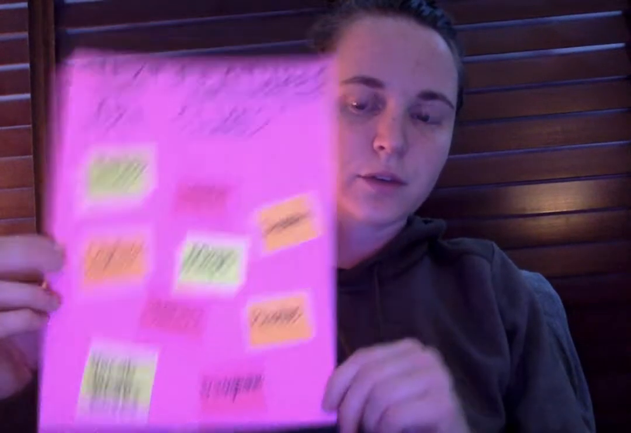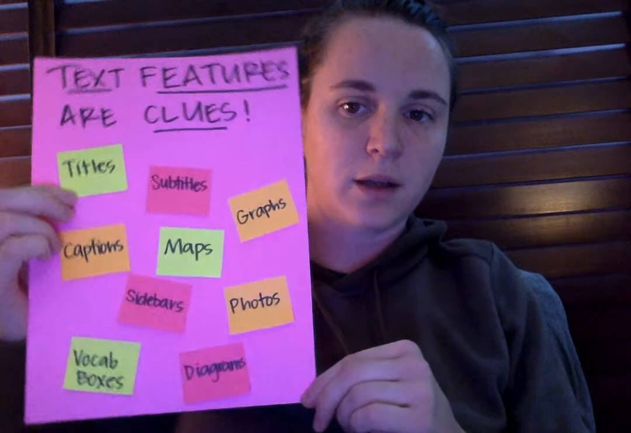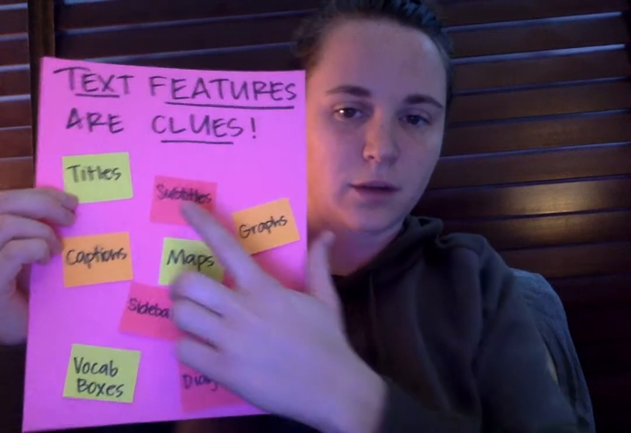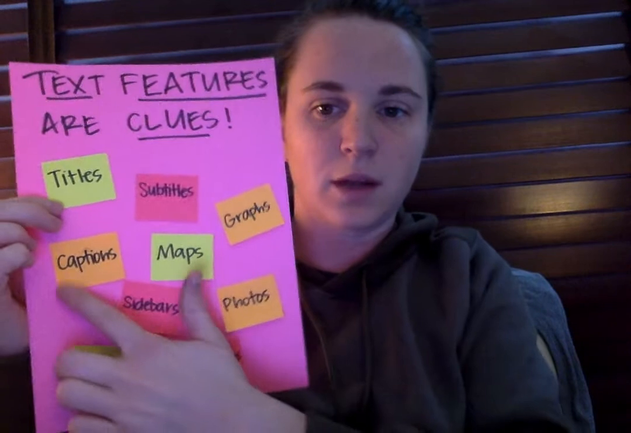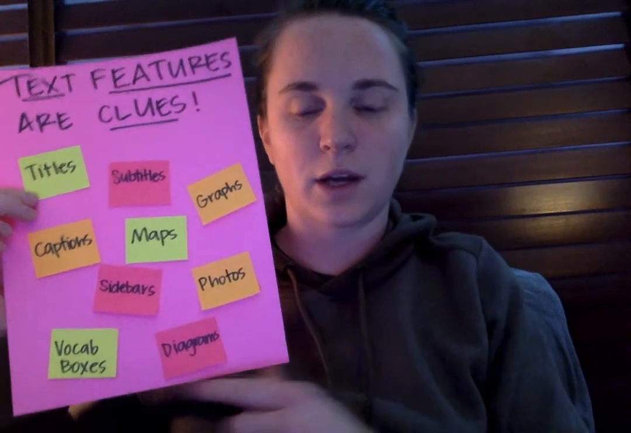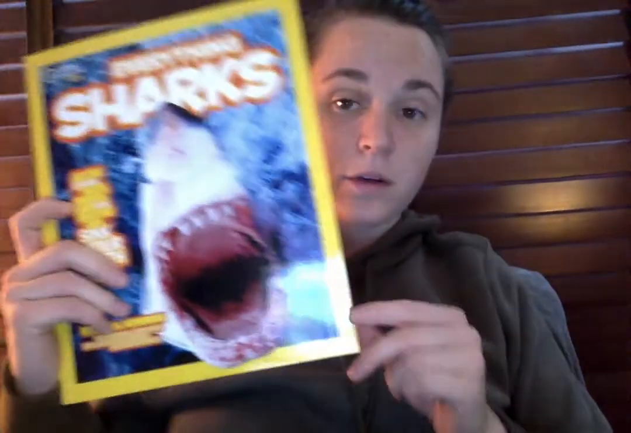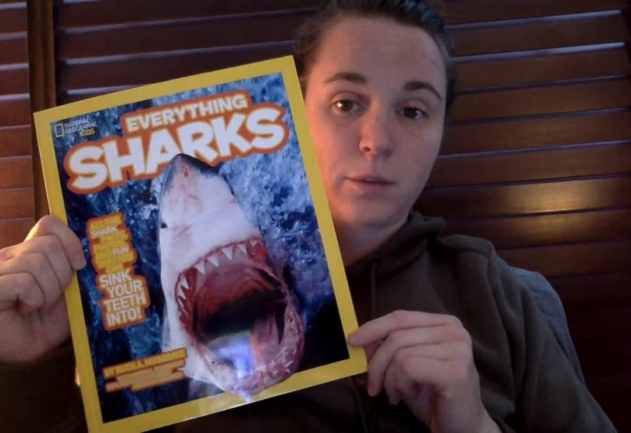If you're like, what is a text feature? Let me remind you. Text features are clues to the main idea, and some examples are titles, subtitles, graphs, maps, captions, sidebars, photos, diagrams, and vocab boxes. Now, sixth graders, they're all there for a reason, and they will help you along the way. Like I said, they are clues. So I wanted to show you how I do this with this book called Everything Sharks. Now, I'm just going to open up to the first page because this is a brand new book for me. And I want to show you the page that I'm going to be working on.